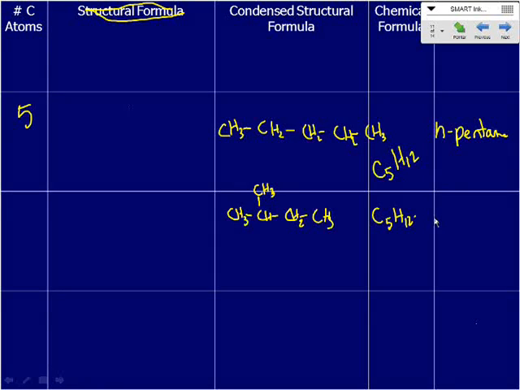What's this called? Methyl butane. Methyl butane. Excellent.